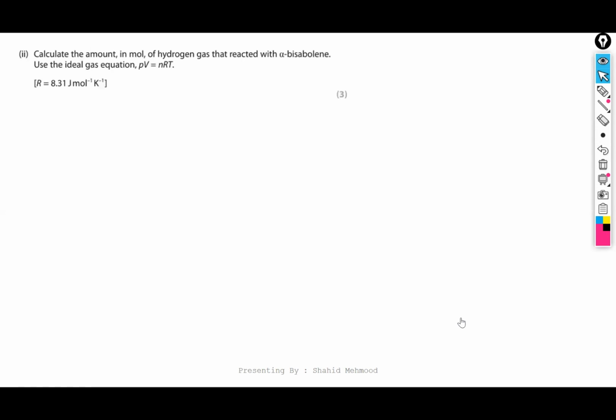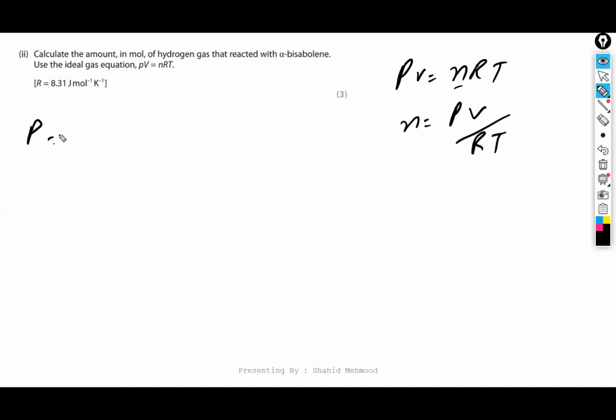calculate the amount in mole of hydrogen gas that reacted with alpha bisabolene. Use the ideal gas equation, PV is equal to nRT. This equation we will arrange first. PV is equal to nRT. We are calculating n, so n is equal to PV over RT. Now, pressure was 152,000 Pascal. We need to use this in Pascal, and it is already given in Pascal. Temperature is given to us as 150 degrees Celsius. We will add 273, and we will get 423 Kelvin.